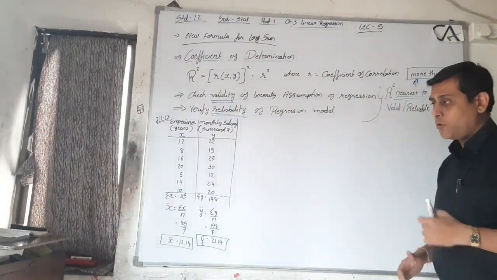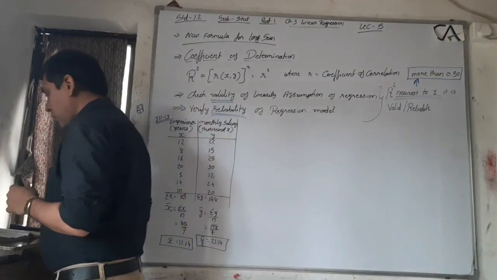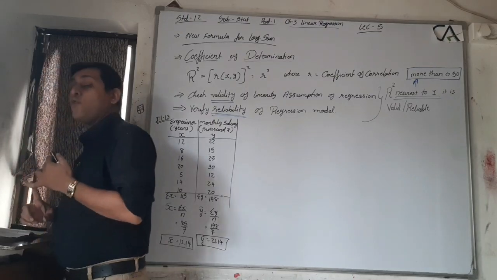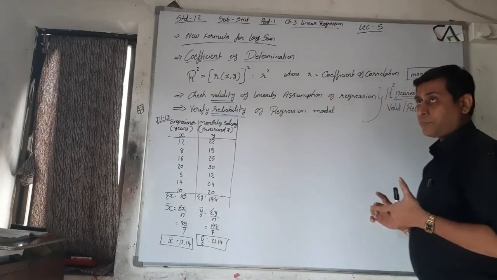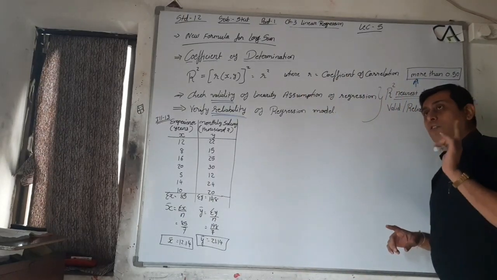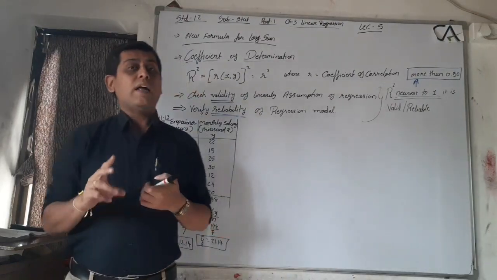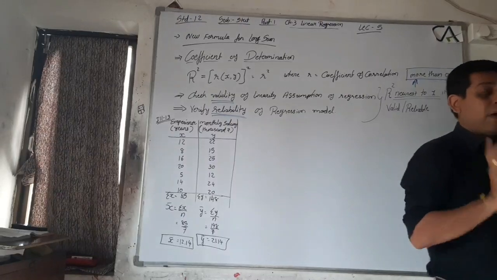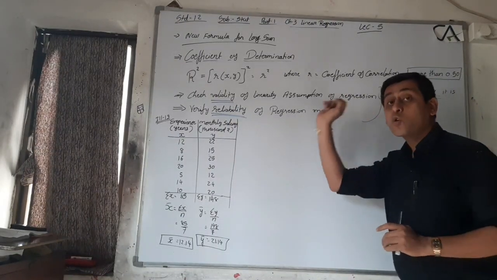given in our textbook. See page number 138, new topic 3.6, that is coefficient of determination. This is the new formula. Up to this there are three formulas for long sums for b by x, and three formulas for short sums for b by x, but here is the long sums formula for r square.